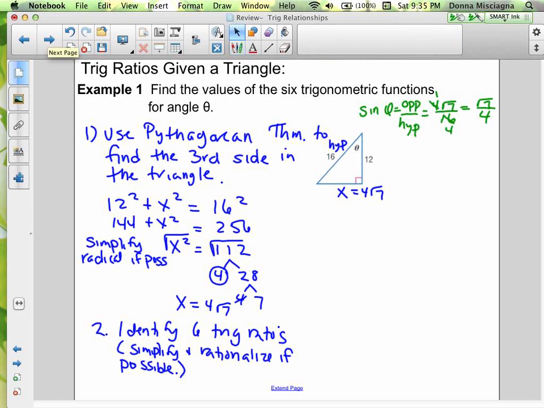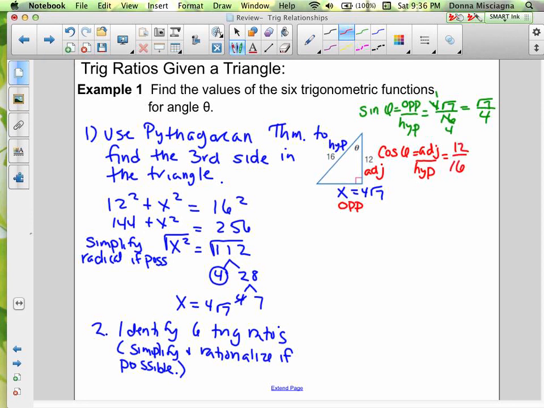All right, now let's find cosine theta, which is adjacent over hypotenuse. Adjacent side is 12, right? Oh, you know what? Let's label our sides. I almost forgot. So this is opposite. This is adjacent. And then we have hypotenuse. Always a good idea to label the sides to help you identify. All right, so we have adjacent is 12 divided by 16. That's going to reduce, they're both divisible by 4. It's going to reduce to 3/4.